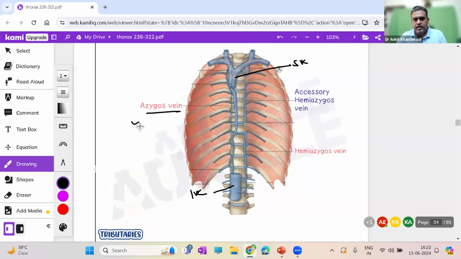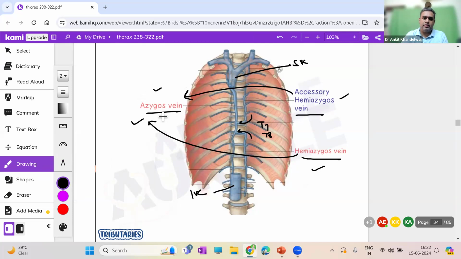On the right side, you have azygous vein, on the left side, you have accessory hemiazygous above and hemiazygous vein below. And these two, accessory hemiazygous and hemiazygous, you can see over here, they are both curving from left to right side around, say, vertebrae T7 and T8. And the blood from these accessory hemiazygous and hemiazygous comes into the azygous vein. Basically, they all drain finally into where? Into the azygous vein only.